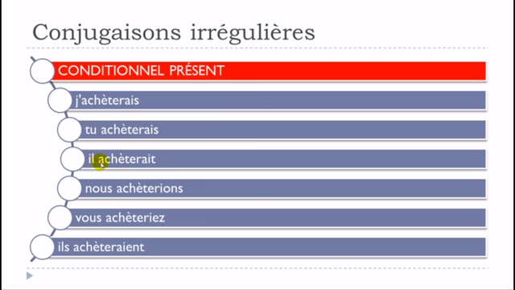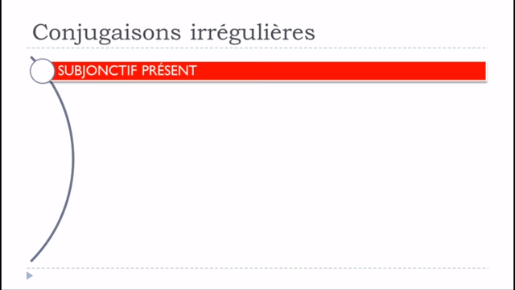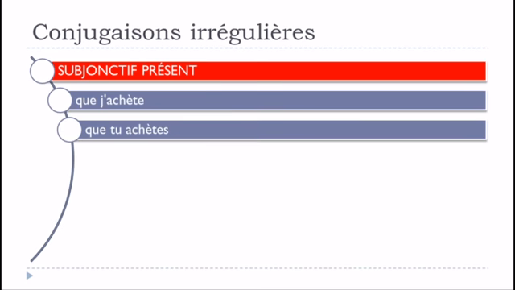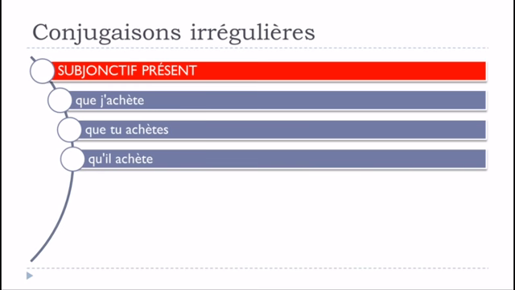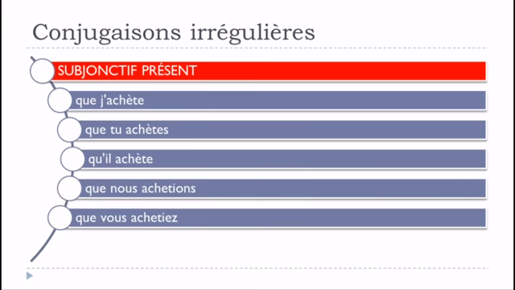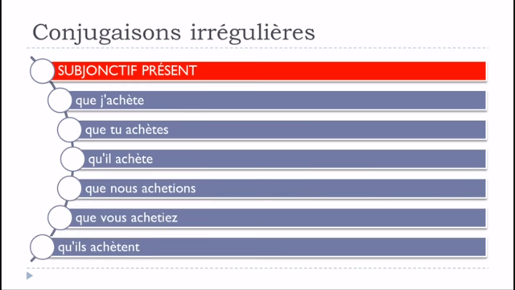J'achèterais, tu achèterais, il achèterait, nous achèterions, vous achèteriez, ils achèteraient. Okay? And last but not least, let's see le subjonctif présent. Que j'achète, que tu achètes, qu'il achète, que nous achetions, que vous achetiez, qu'ils achètent.